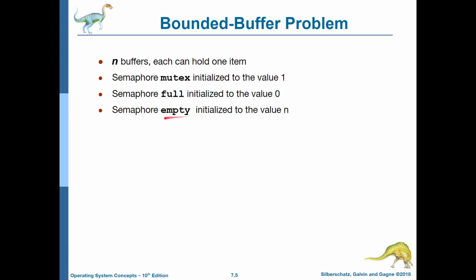You'll also have an empty semaphore. This semaphore will be initialized to n, and this is how many empty spots there are in the buffer. The producer will wait on this empty semaphore, and clearly, since it's initialized to n, it will be able to proceed and add items. The producer will put items into the buffer, and empty will be decremented every time it is checked.